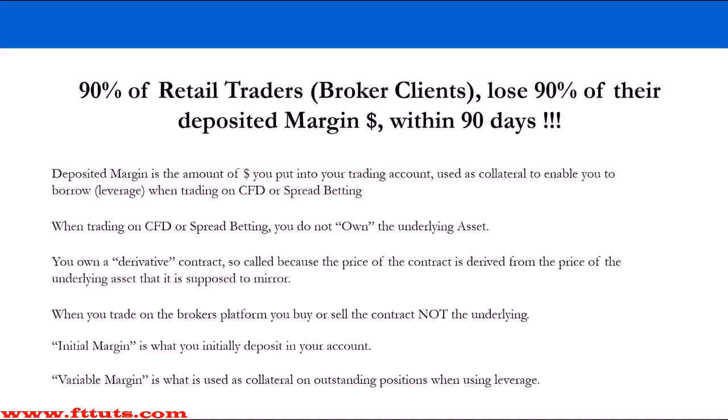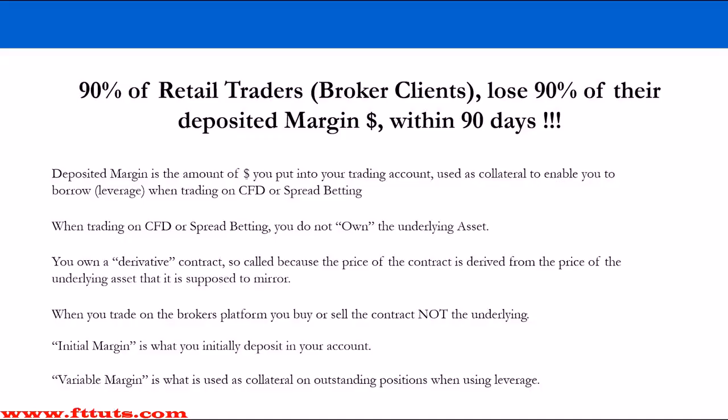What you own is a derivative of that asset. It's a piece of paper that says the price of the contract will mirror 1-for-1 the price of the underlying asset. And then when you're trading on the broker's platform, you're not buying and selling the underlying asset. You're buying and selling the contract. Now, initial margin, that's what you put on deposit in your trading account at the beginning. Your variable margin is what's used as the collateral on the positions that you've got open at the moment.